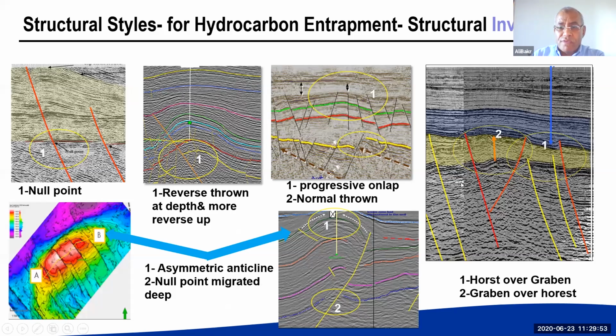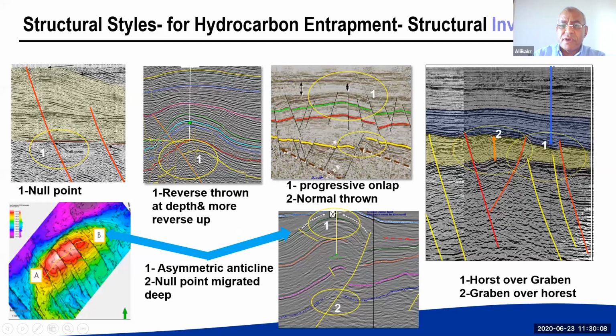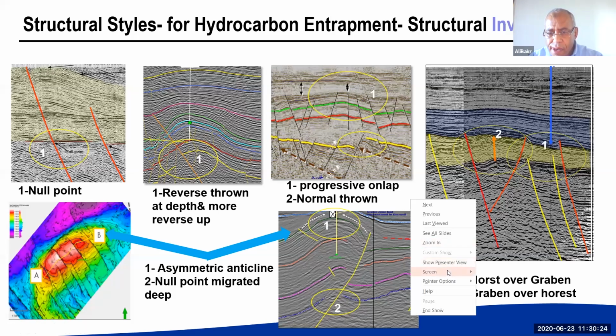All of these features are cross-sections from real seismic data. I'll start with the first one. If you have a fault on the cross section that is showing normal throw at depth and reverse throw up, as an example in here, look at that fault. This fault is showing the red one. This fault is showing, let me change my pointer so you can see it, like a laser.